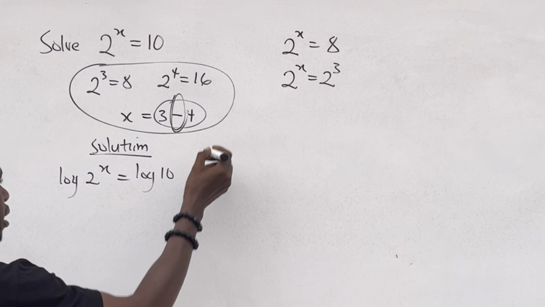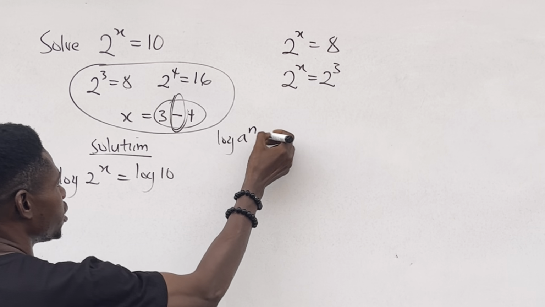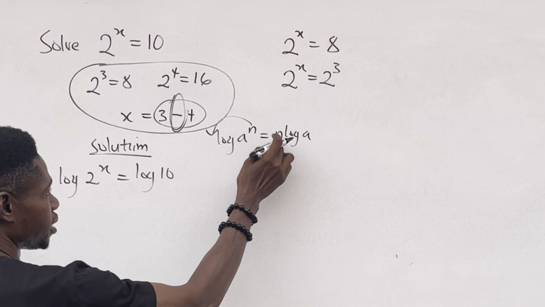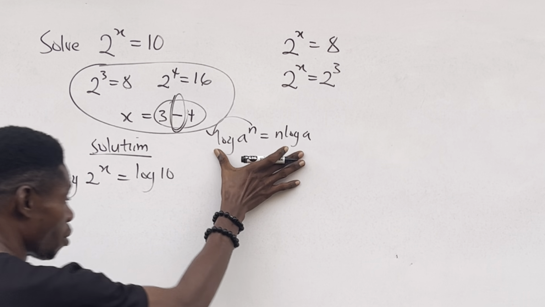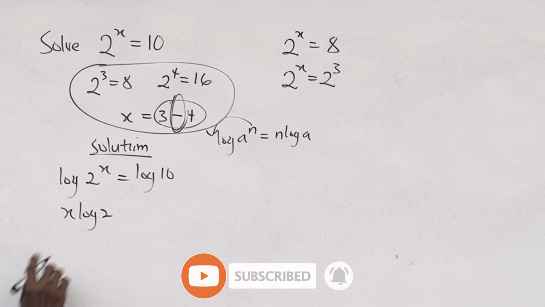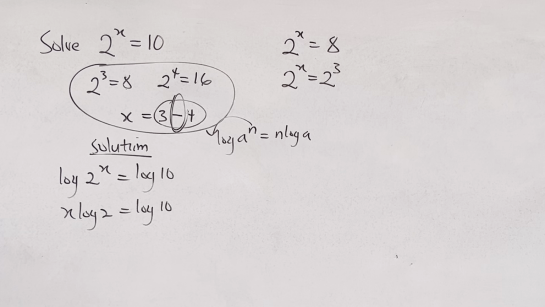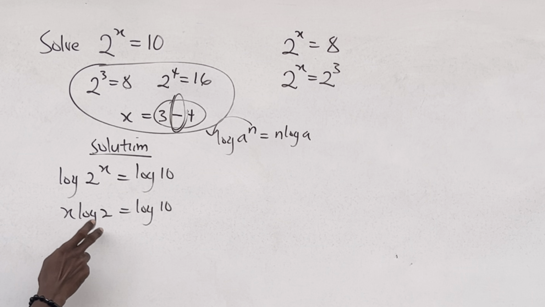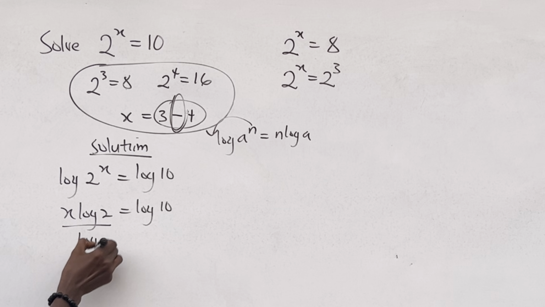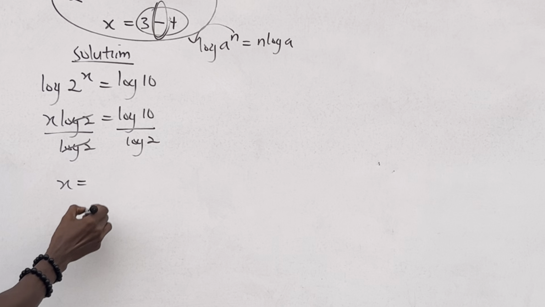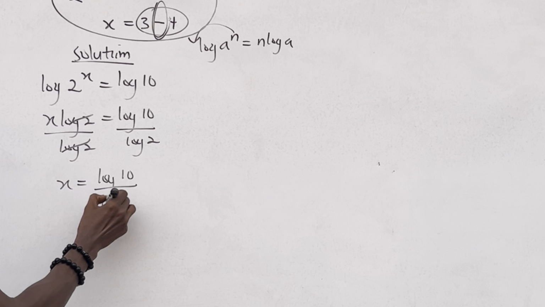Remember this law of logarithms that says if you have log a raised to the power n, that will be n log a. That means this n, you can bring it down this way, and then it is n log a. So this is a general, popular law. Let's apply it here. So this becomes x log 2 equal to log 10. And with this, since our aim is to get x, we can easily divide both sides by log 2, such that over log 2, over log 2. So this will cancel this. Our x becomes log 10 over log 2.